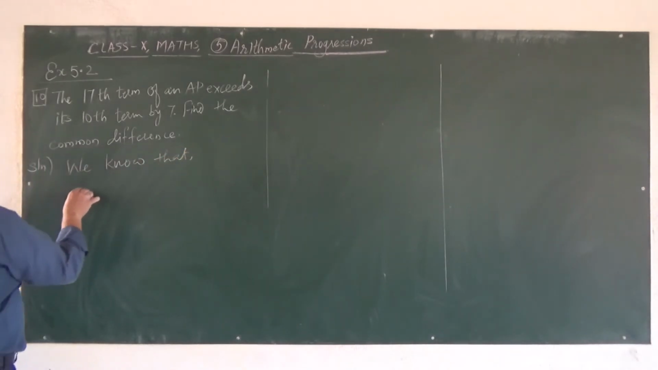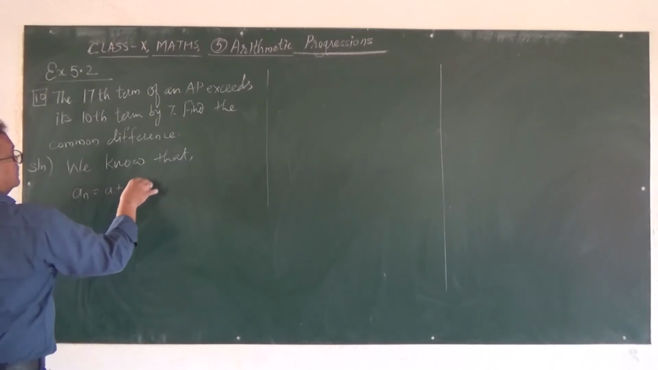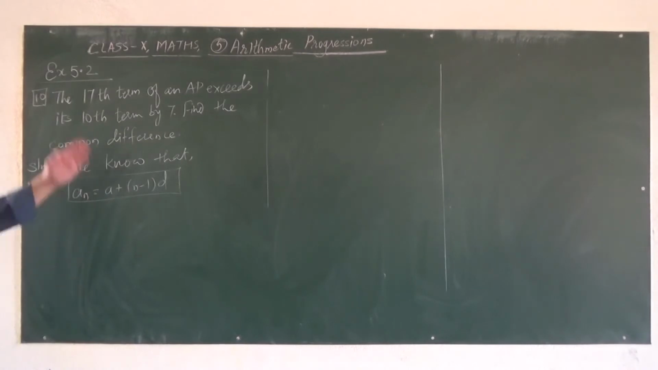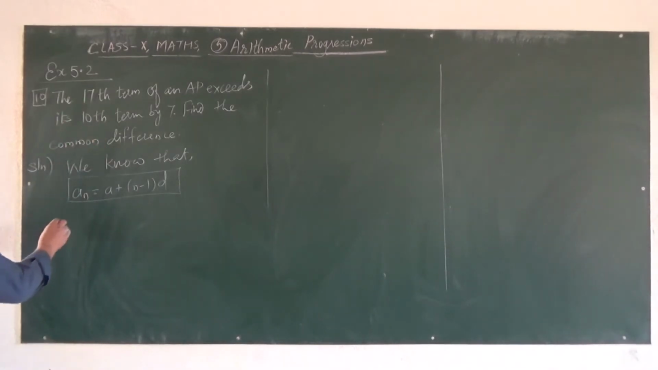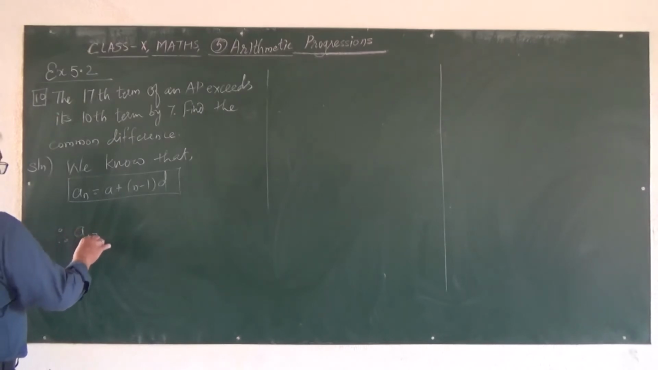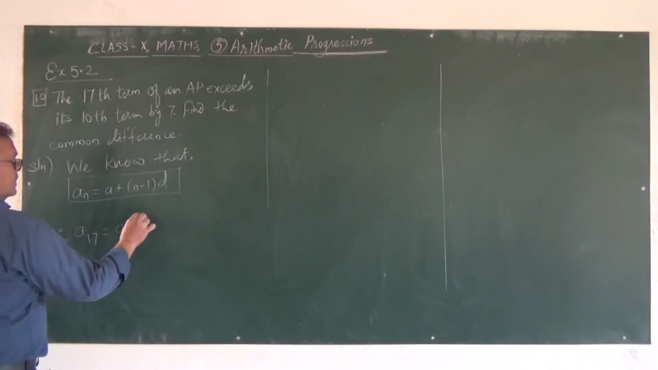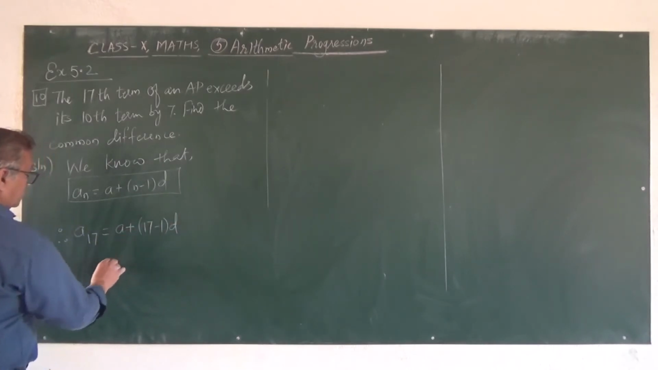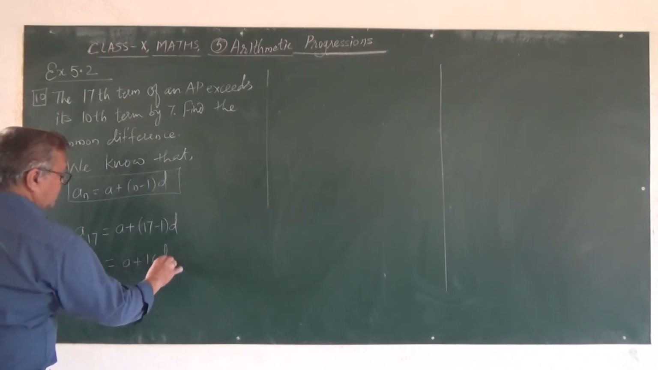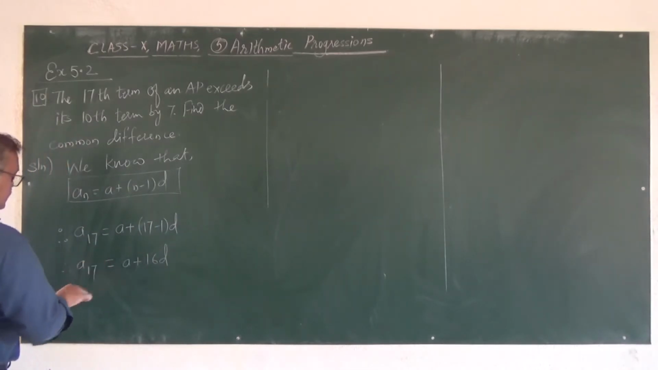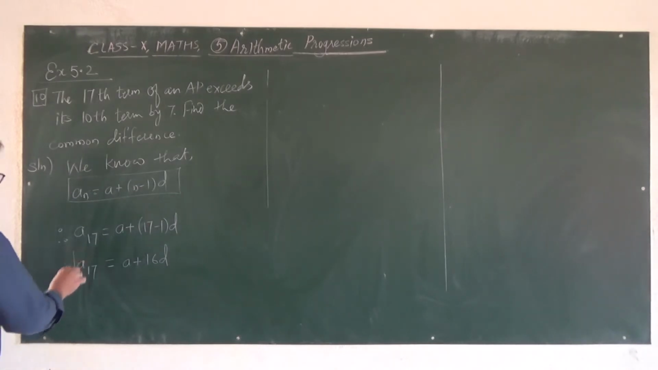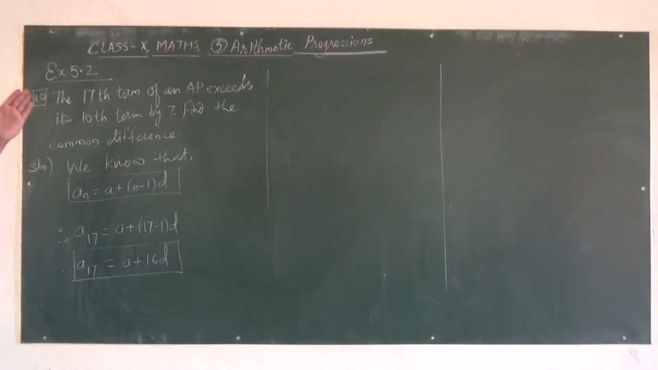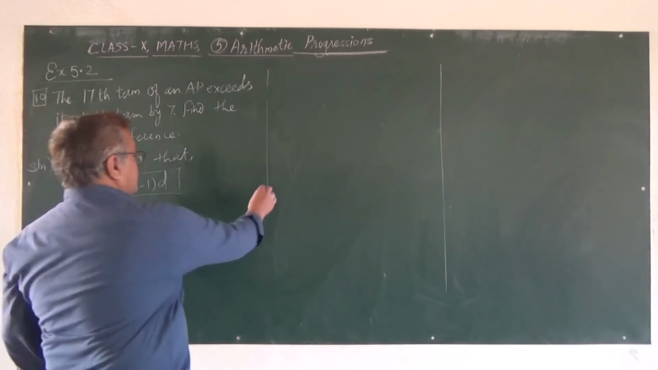We know that an is equal to a plus n minus 1 into d. Here they are asking about the 17th term. So now therefore a17 is equal to a plus, in place of n now you will write 17, 17 minus 1 into d. So you got a plus 16d. So therefore this is the 17th term. Okay, and the 17th term exceeds its 10th term by 7.